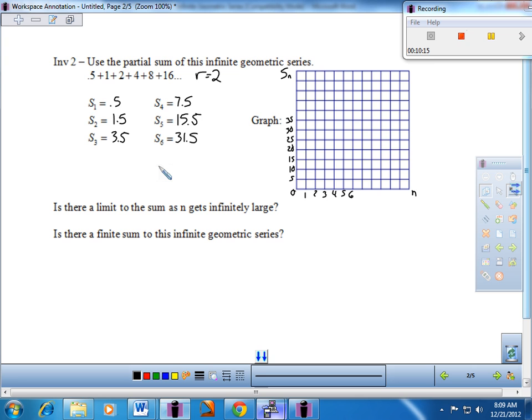I mean, you might be able to come up with a conclusion without me doing this graphically, but I'm going to do it anyway. So it looks like I had a 1 right there. I had a 1.5 right there. 3.5 right there. And then we've got a little jump. 7.5 right there. 15 and change right there. And on my last one, it jumps up all the way to 31.5.